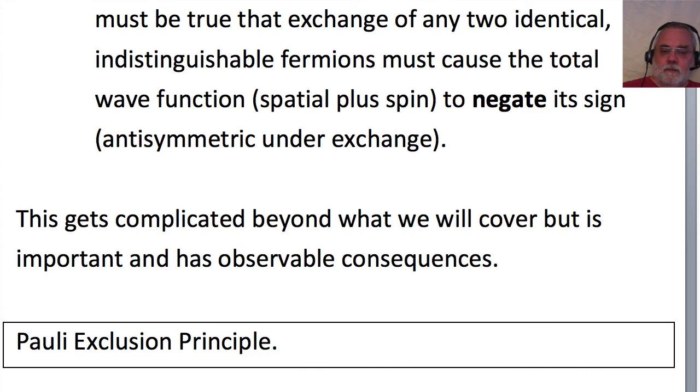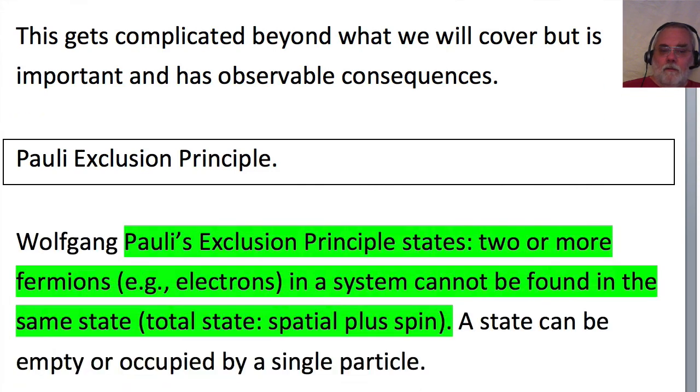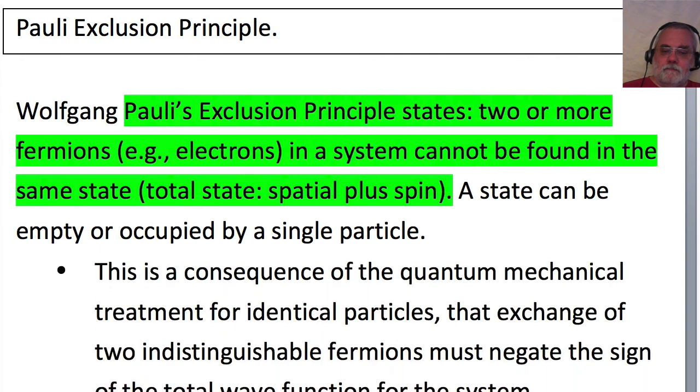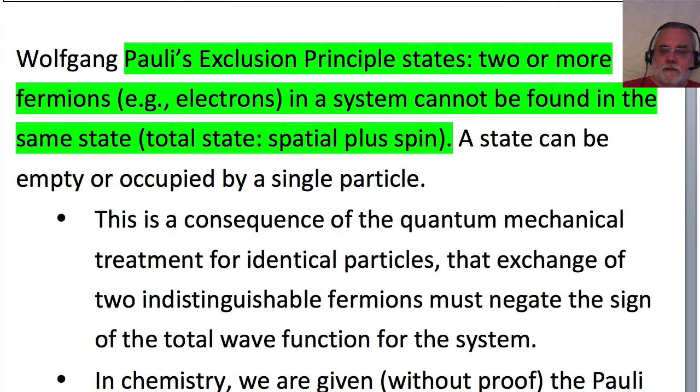Pauli exclusion principle. Wolfgang Pauli's exclusion principle states, two or more fermions, for example electrons, in a system cannot be found in the same state, the same total state, spatial plus spin. A state can be empty or occupied by a single particle. This is a consequence of the quantum mechanical treatment for identical particles. That exchange of two indistinguishable fermions must negate the sign of the total wave function for the system.